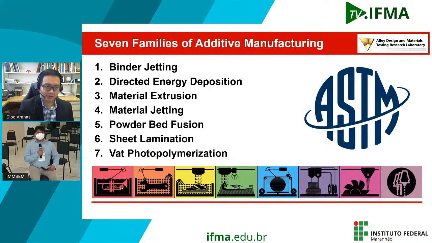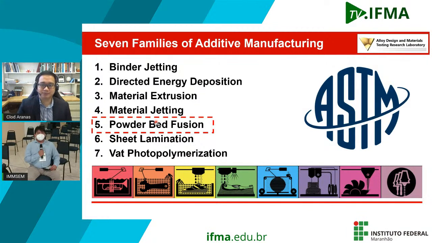If you are familiar with 3D printing, there's a lot of different types. We have 7, but for this presentation, we are going to focus on what we call powder bed fusion. Se você já ouviu falar sobre manufatura aditiva, nós temos 7 tipos de categorias de impressão de materiais, de amostras, e nós vamos focar nessa quinta, que é a parte de fusão, cama de fusão de pós.